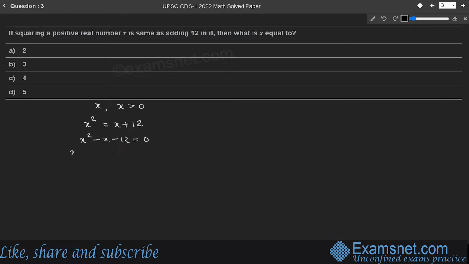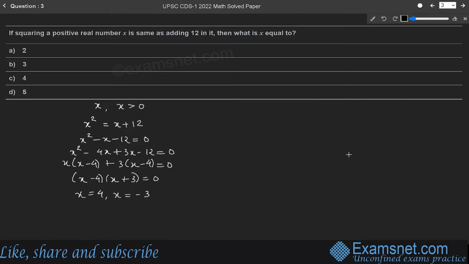On further solving, it will be x squared minus 4x plus 3x minus 12 equals 0. Now taking the common terms, it will be x into (x minus 4) plus 3 into (x minus 4) equals 0. So the two factors are (x minus 4) and (x plus 3) equals 0. In this way we find the two factors. So we can say that x equals 4 and x equals minus 3.